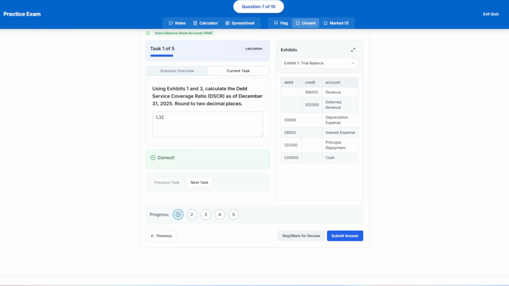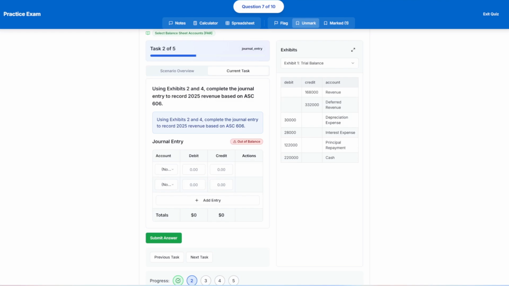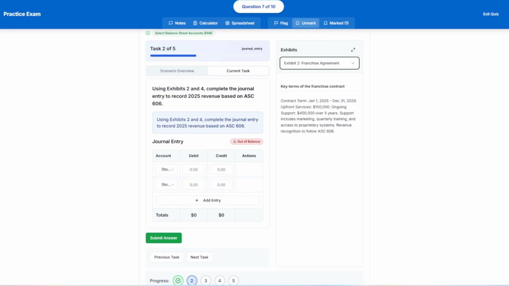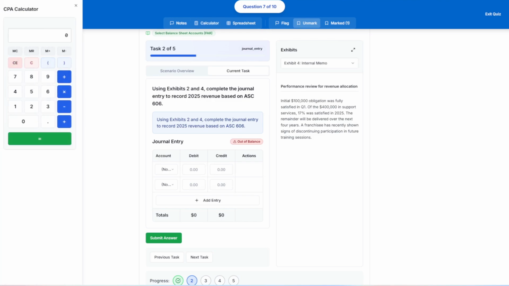So task 1, done. But don't forget to reference your exhibits when you're pulling numbers and state the formula out loud as you go. Task 2, the revenue journal entry under ASC 606. Open up Exhibit 2, the franchise agreement. It tells us there's a one-time setup fee of $100,000 and ongoing support of $400,000 spread over 5 years. That's $80,000 per year. Now check Exhibit 4, the internal memo. It says the setup was fully completed in Q1 and 17% of the support services were delivered this year. So 17% of $400,000 is $68,000.